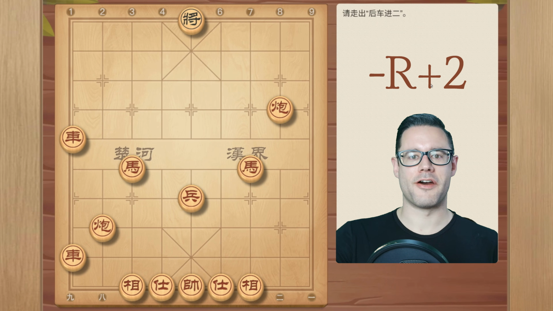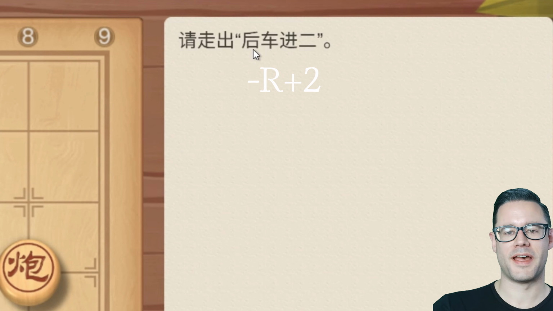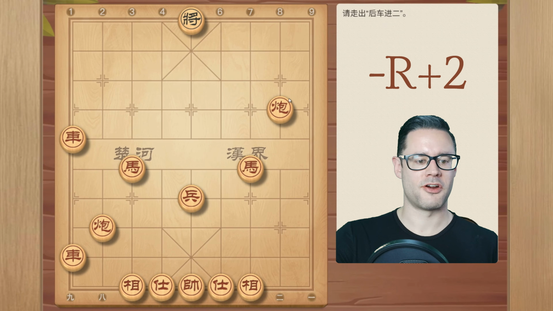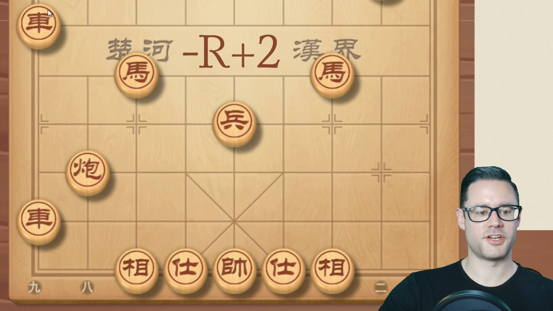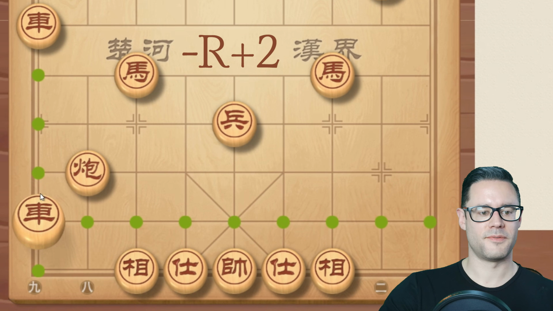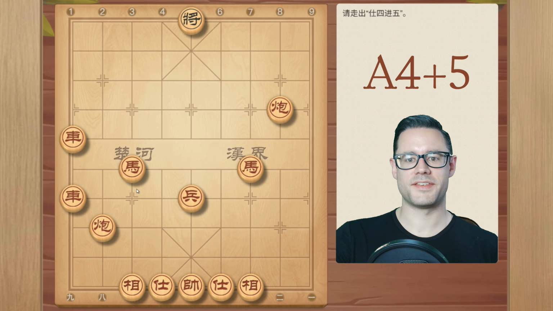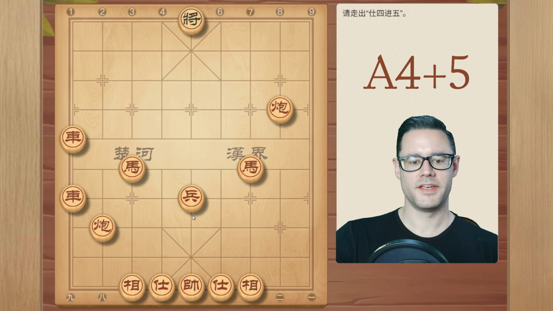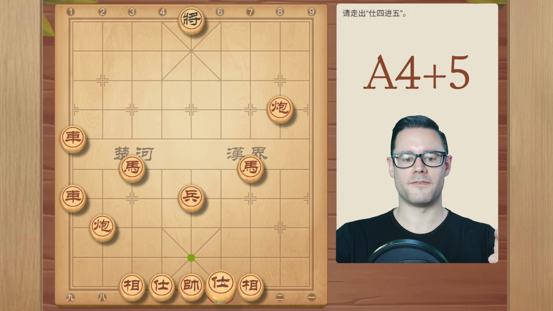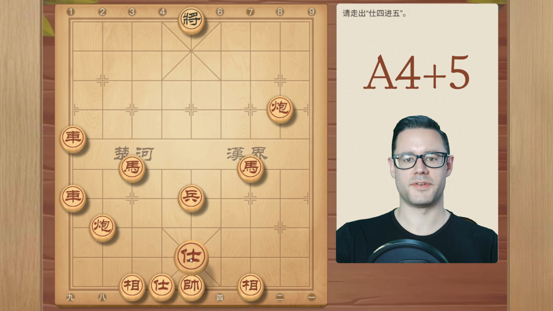All right, minus r plus 2. And you can see in the Chinese characters here, this is the character for minus, or for the one that's behind. So the chariot that's behind advances forward by 2. Minus r plus 2. So we've got 2 chariots here. Minus r, 1, 2, forward 2. Now let's do an advisor, a4 plus 5. So that's our advisor on file 4, 1, 2, 3, 4, advancing forward to file 5, which is the one that's right next to it.